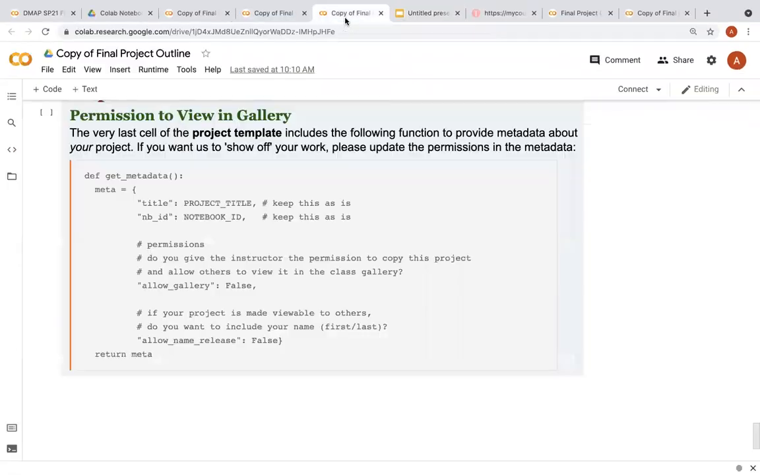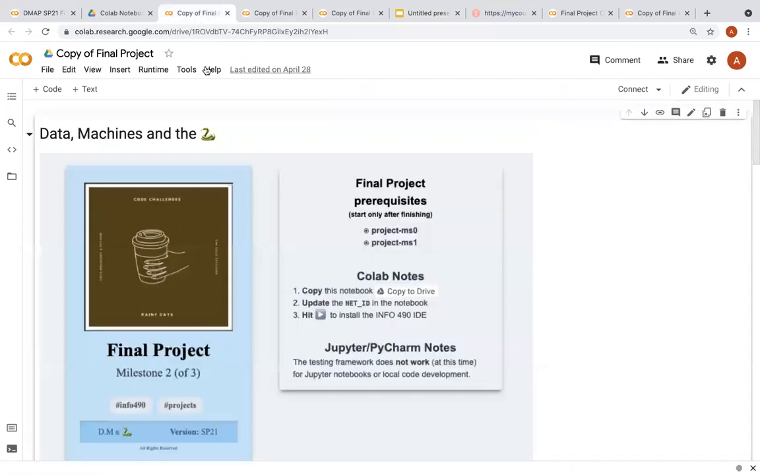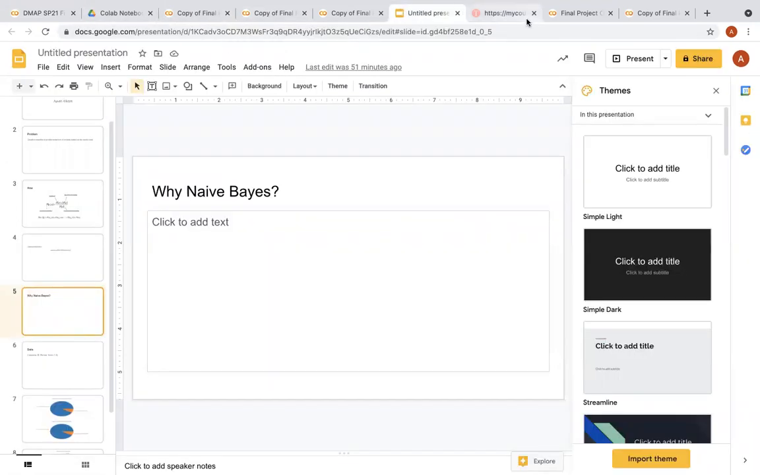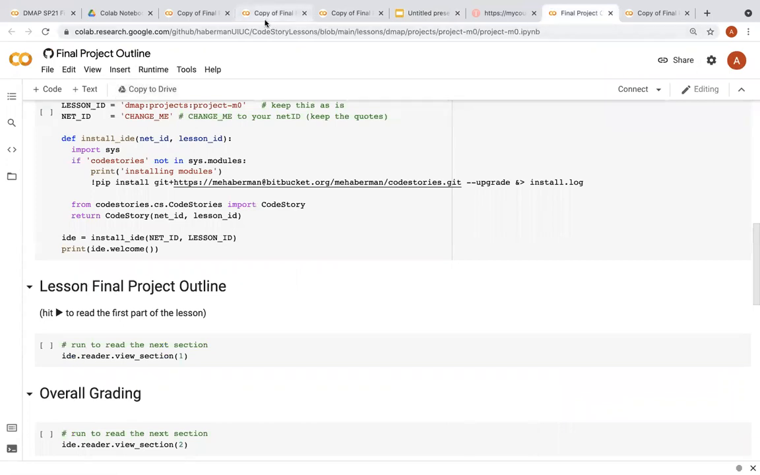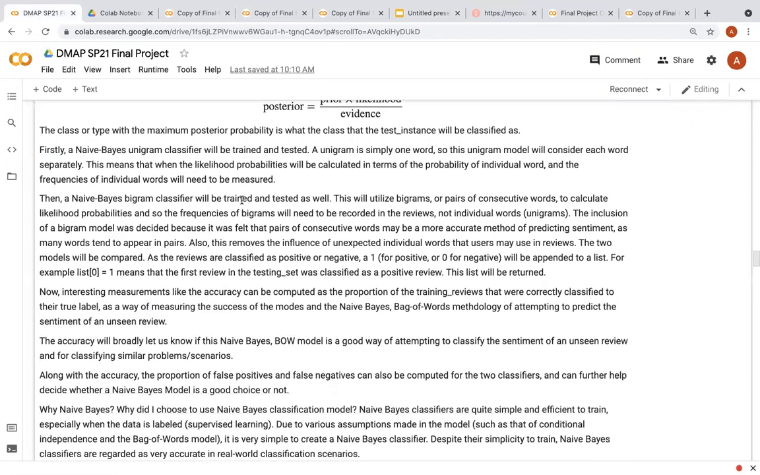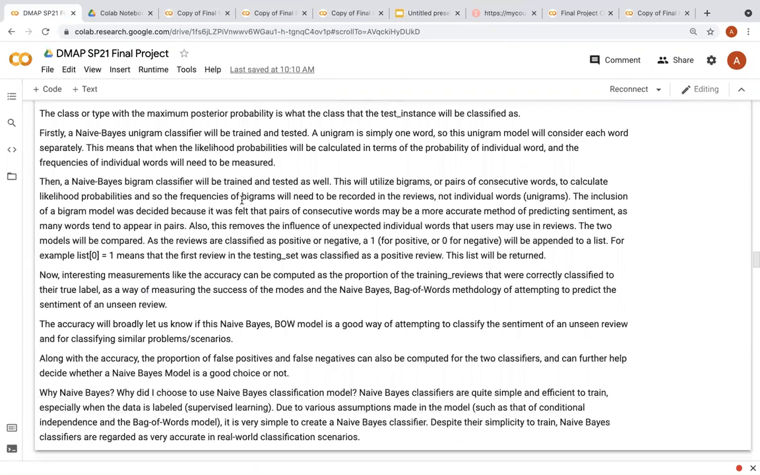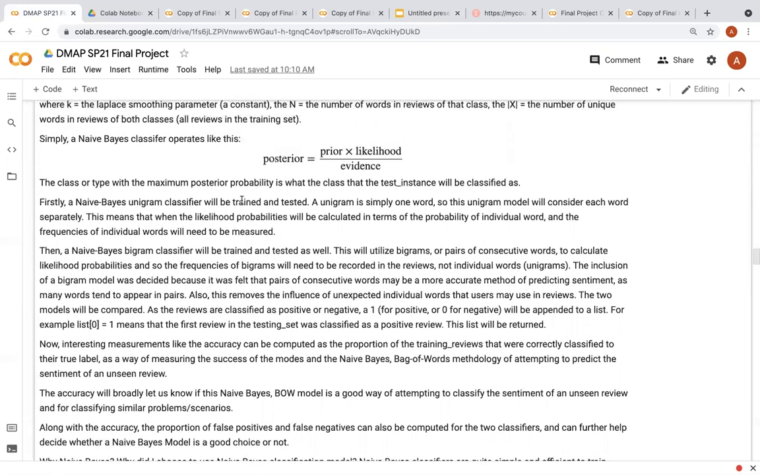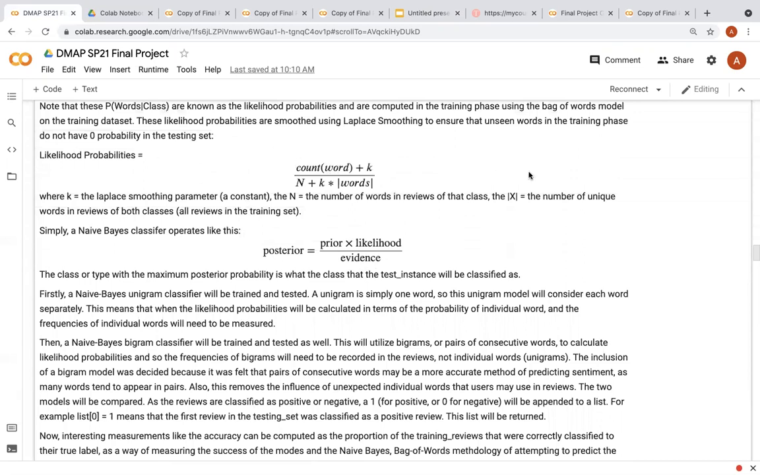So let's talk about how specifically I implemented the project with the naive Bayes. What did I do? I trained two classifiers. The first one was a unigram classifier. That means that I considered individual words. Uni means one, right? So when I'm calculating likelihood probabilities, I do the count of one word, and this is also the number of unique singular words, for example, and same thing with this n.